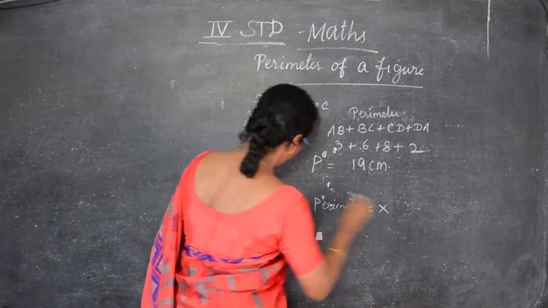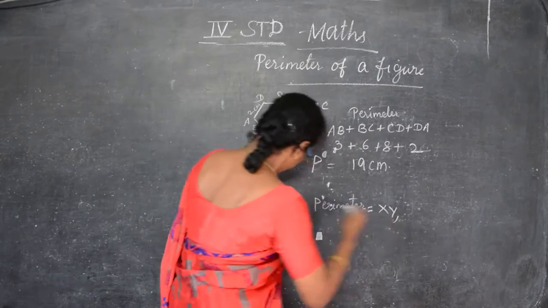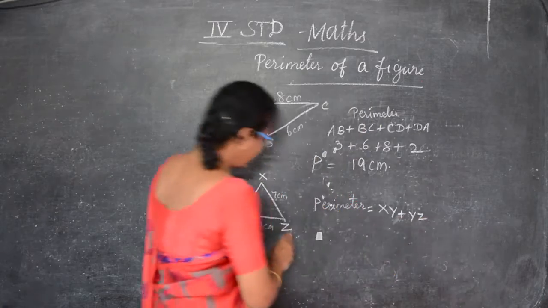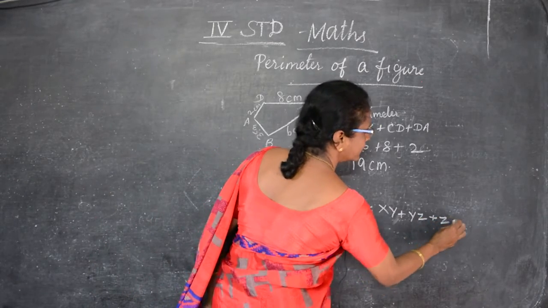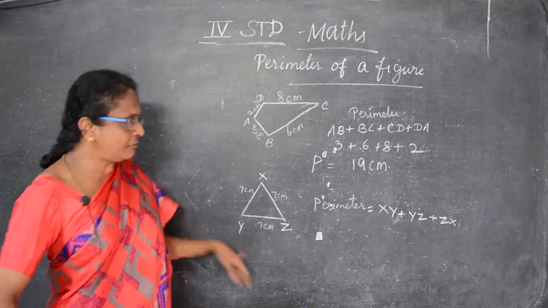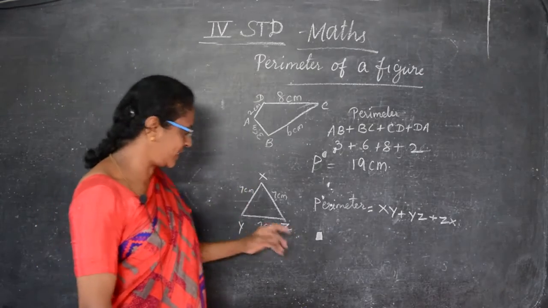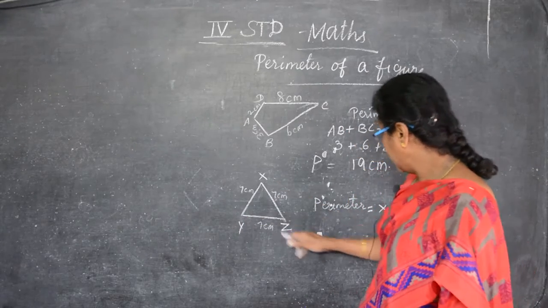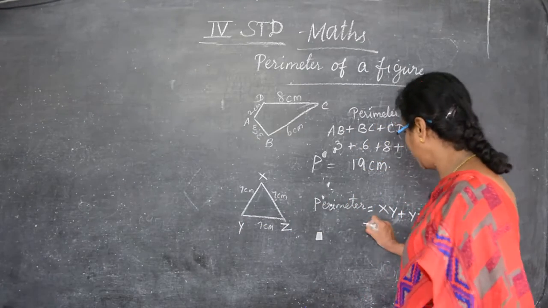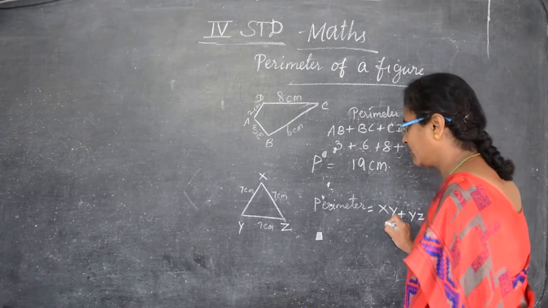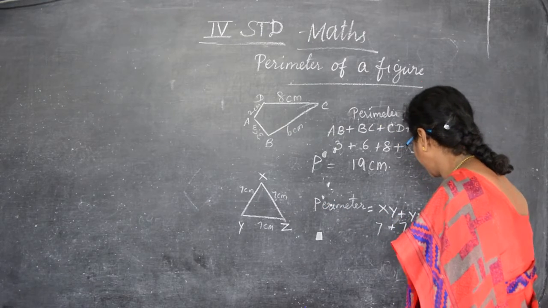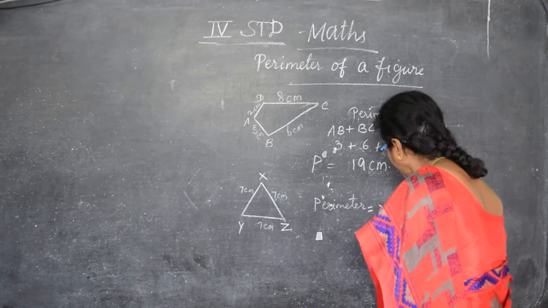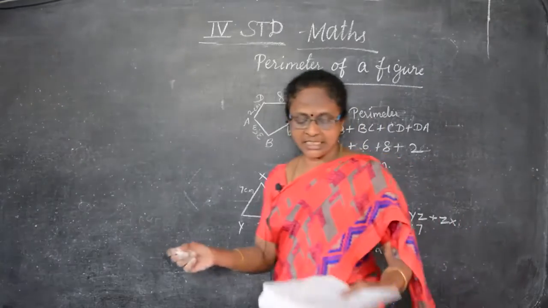So perimeter is equal to XY plus YZ plus ZX. Can you understand, children? So here XY is 7 centimeter, YZ and ZX are also 7 centimeter. XY is 7 centimeter. 7 plus 7 plus 7. So 7 plus 7 is 14. 14 plus 7 is 21 centimeter. Very easy exercise, this one.